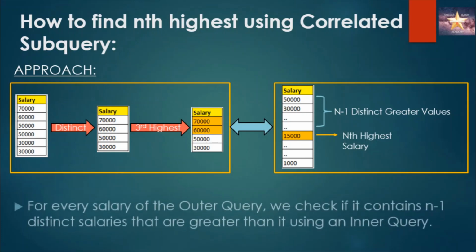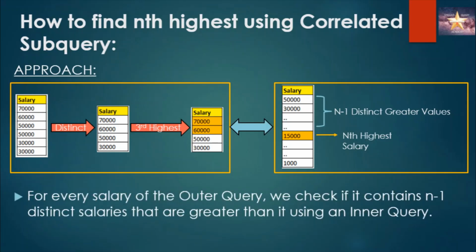So the first task is to create an outer query which simply reads every row and extracts the salary of every row. Once I have obtained the salary from each row, I'm going to pass this salary to the inner query. The job of the inner query is to find out the count of those salaries which are greater than the salary passed by the outer query. If the count returned by the inner query is equal to n minus 1, then we have found the nth highest salary. If not, we move on to the next row and perform the same operation till we reach the count of n minus 1.